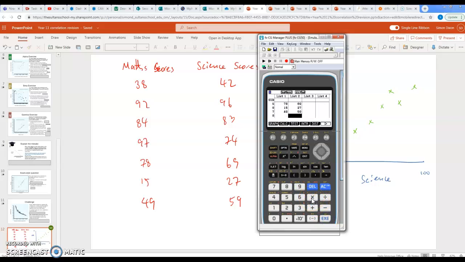Okay, so what we can do is something called a linear regression. Linear regression simply means tell me what the line of best fit for this data should be.